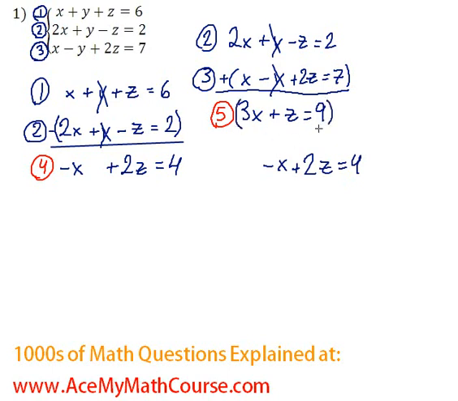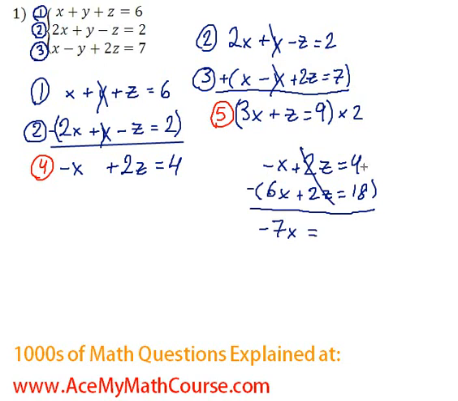But I want to eliminate either x or z, and to do that, I'll multiply this equation by 2, just so that the z's match up, because we have a 2z for equation 4 here. So 3x times 2, 6x, z times 2, 2z, and 9 times 2, 18. Great. Now if I subtract them, negative x minus 6x, negative 7x, 2z minus 2z, gone. That's what I wanted. And 4 minus 18, negative 14. Now I can divide both sides by negative 7, and x is just 2.